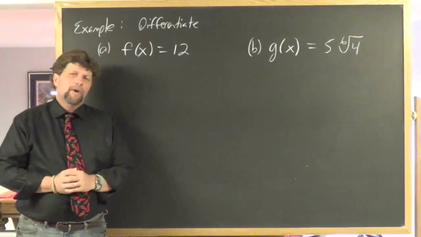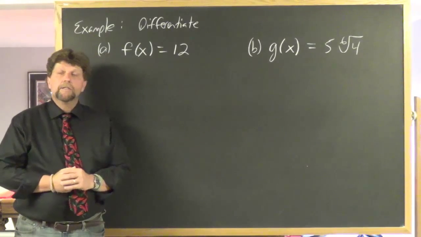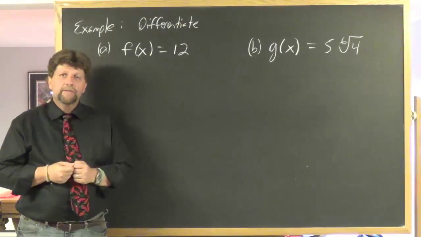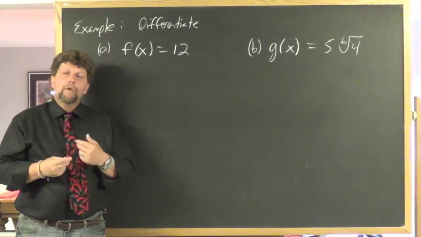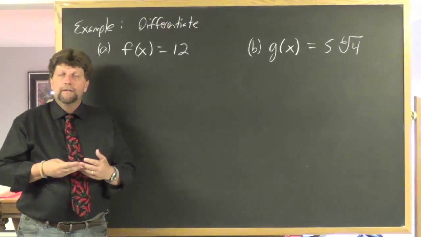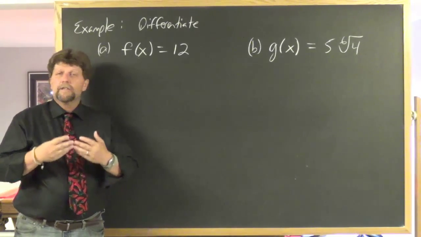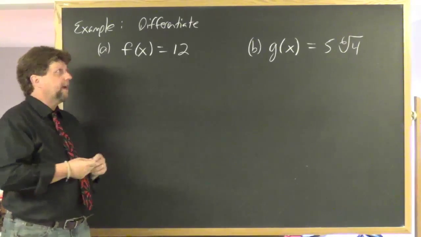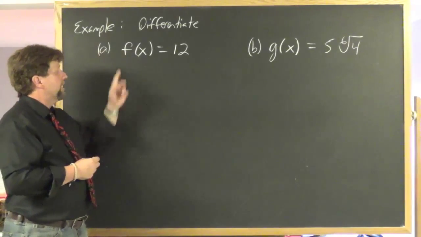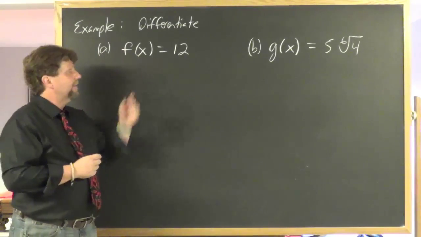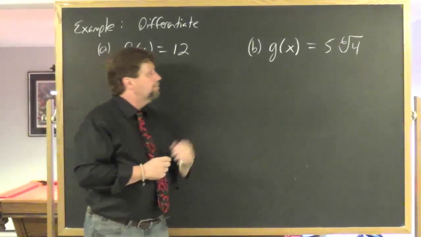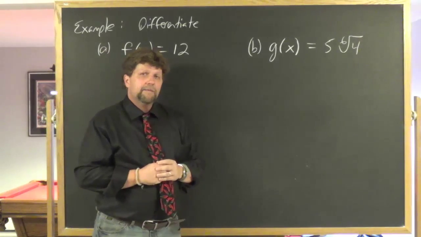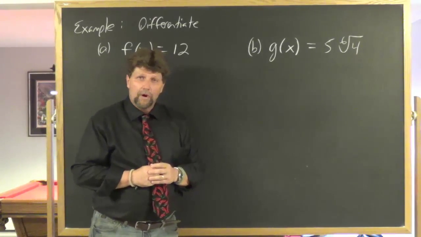Hey folks, we're making our way through section 3.1, looking at some rules or shortcuts of computing derivatives. And the first example was right after we were just talking about the constant rule. It says the derivative of a constant is 0. And this was the first example. This is where we left off. Differentiate the function part A, f of x equals 12, and part B, g of x equals 5 times the 6th root of 4.